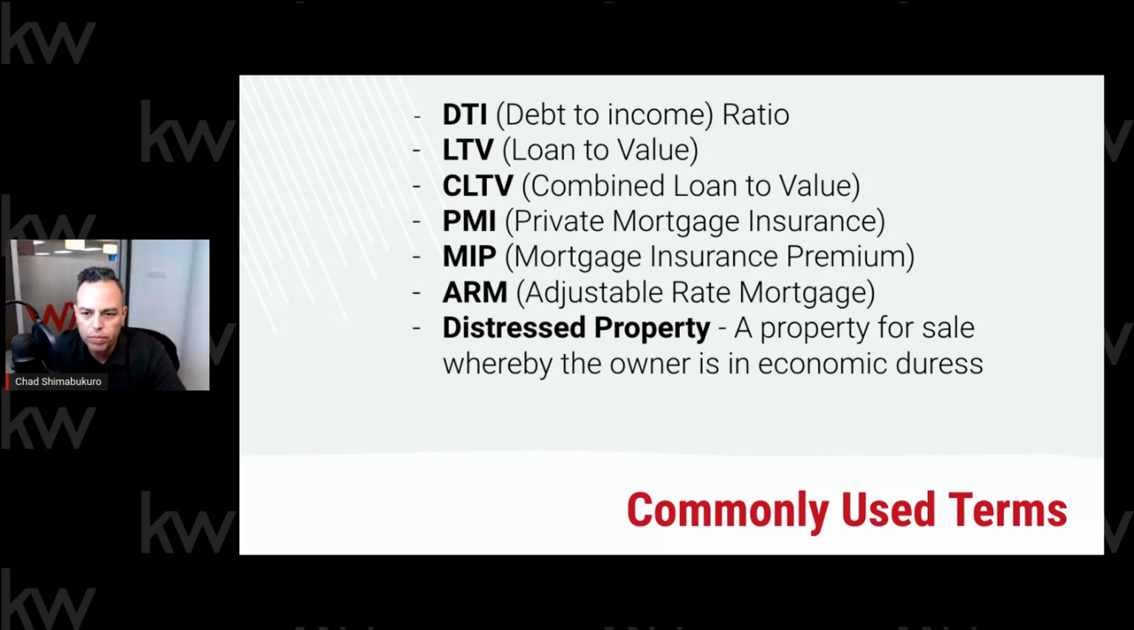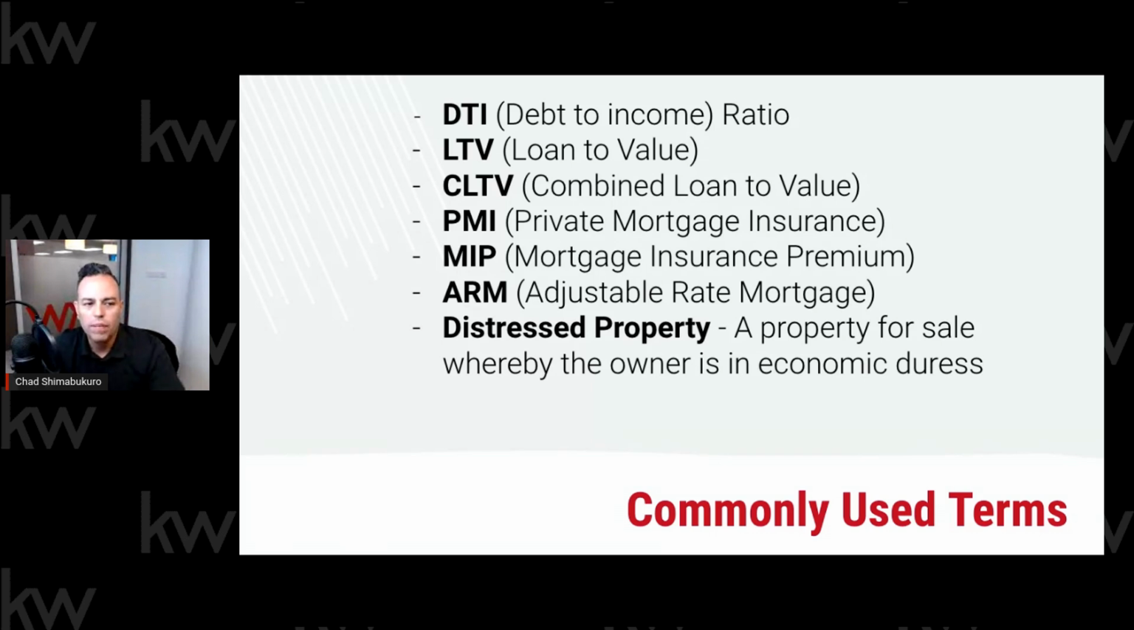An ARM is an adjustable rate mortgage. You don't see a ton of these today. They still exist. Some people have asked me before, isn't an ARM a bad loan? There are no bad loans. There's no such thing as a bad loan. There's the wrong type of loan for the wrong type of buyer or borrower or wrong type of use. But loans serve a specific purpose.